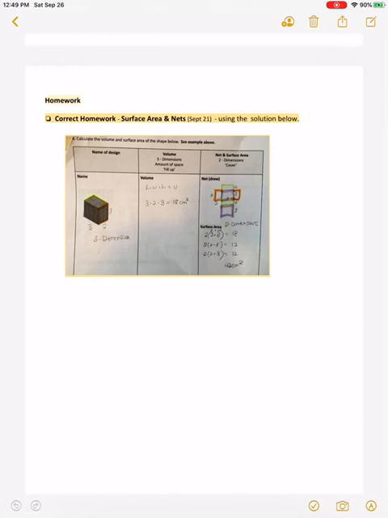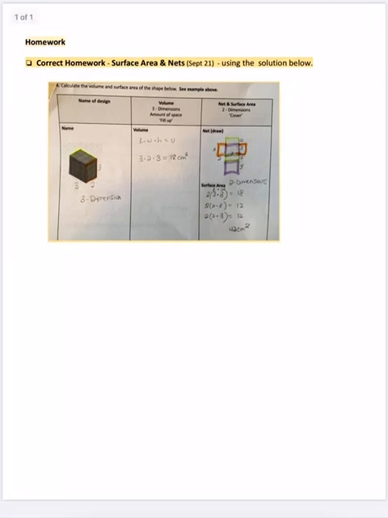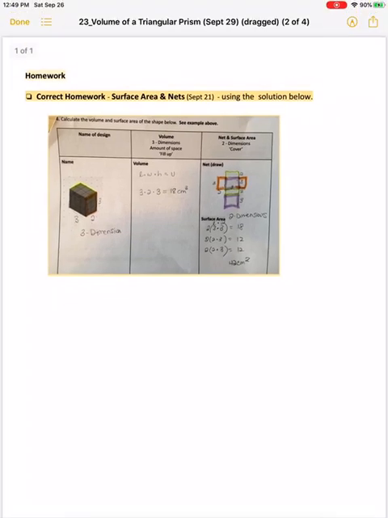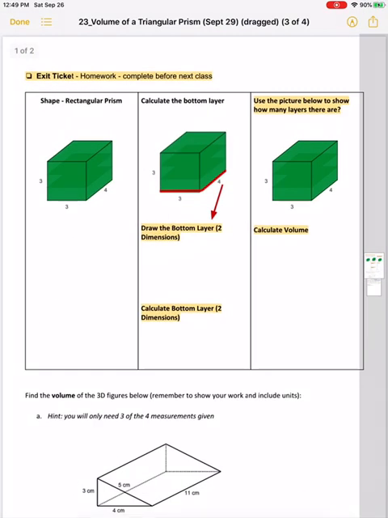So if we look at this, guys, this is the homework from yesterday. So I want you to take a moment and correct the surface area and nets homework from yesterday. And then the next step is, when you're done with that, you have 2 problems to do by yourself today.